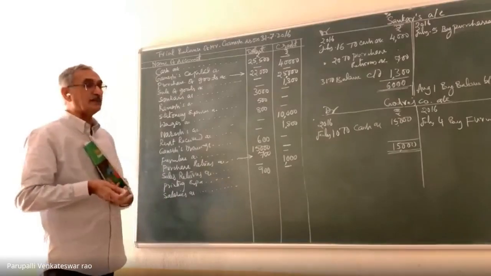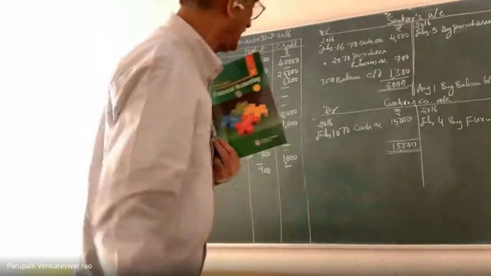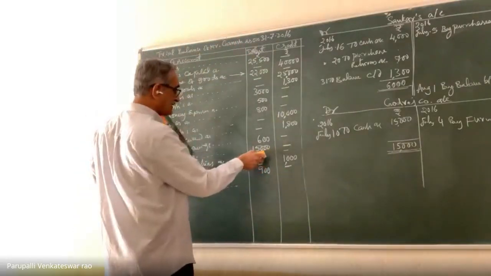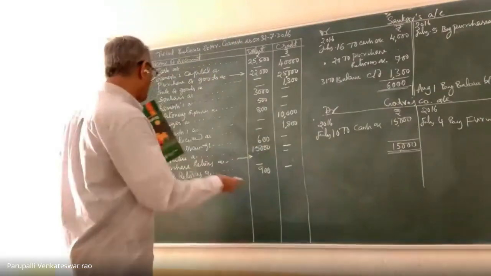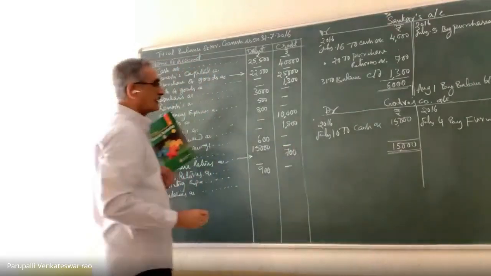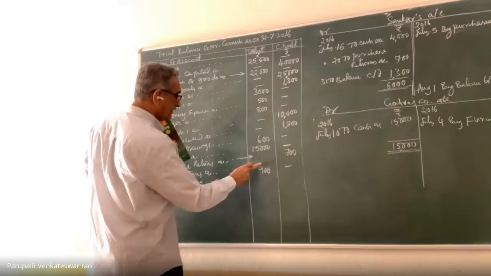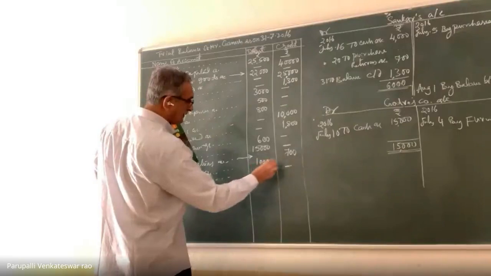Sir, purchase returns are credited, 700. Purchases are debit balance. Purchase returns are credit balance. You are absolutely right. So purchase returns of 700 is a credit balance. Sales returns of rupees 1,000 is a debit balance.